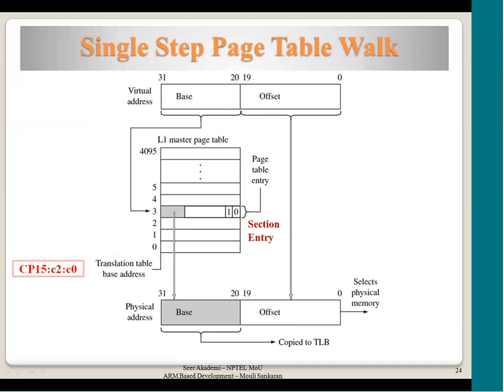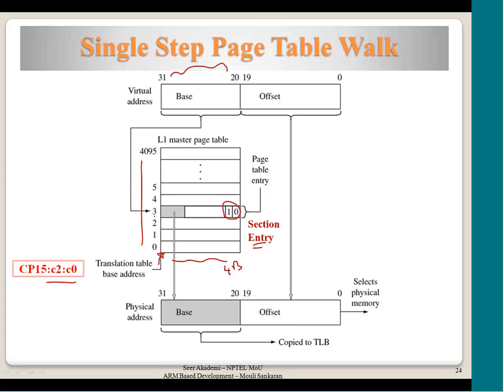Now once this register is pointing at the starting address of the page, the remaining index can be accessed based on this location, and then you may have to multiply by 4 because each entry is going to be taking 4 bytes. So the particular entry is accessed. I will show you what each entry corresponds to, but if the entry has lower bits as 10, it means a section entry.